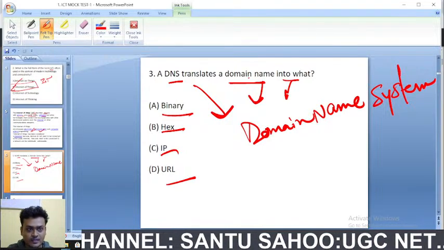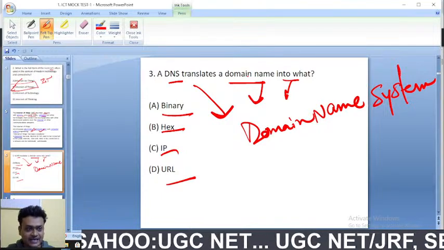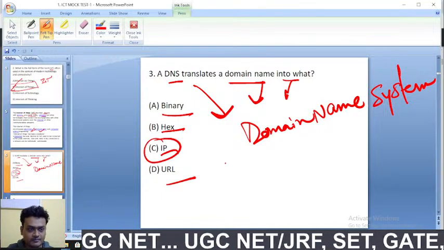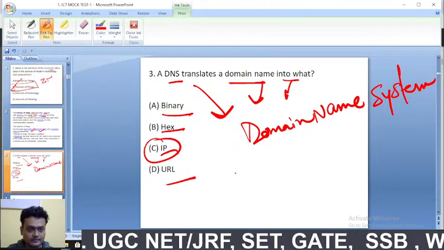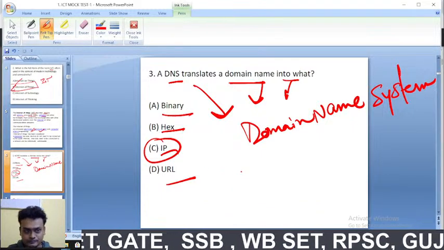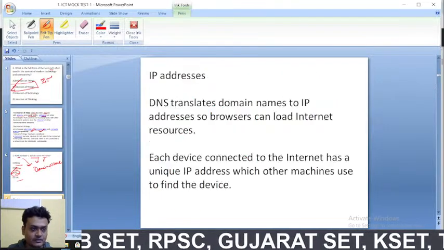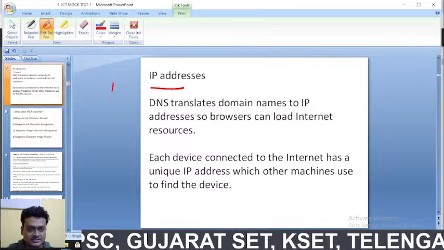Domain name system is translating exactly its IP address, that is Internet Protocol. Exactly, C is the right answer. IP address is the right answer.